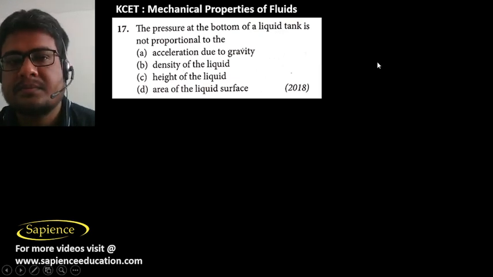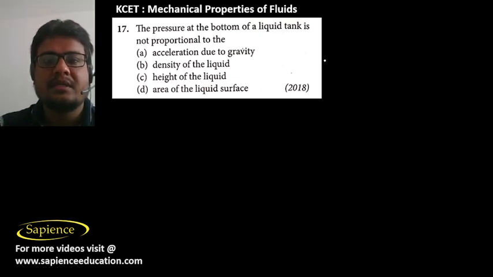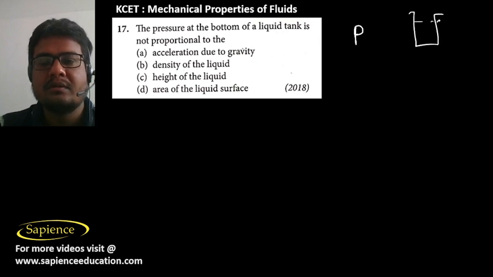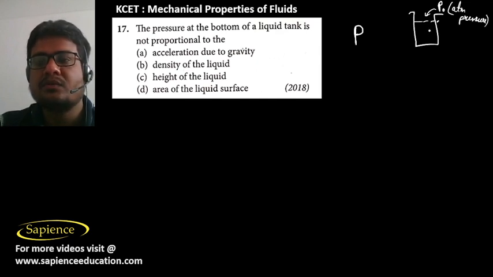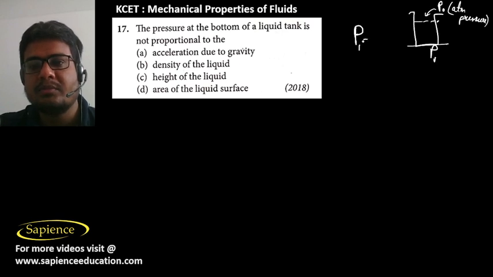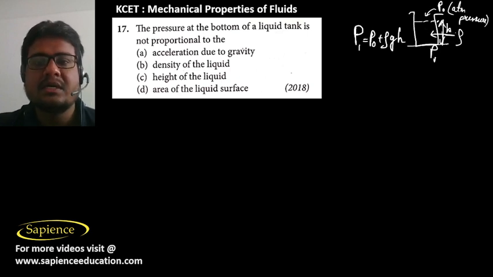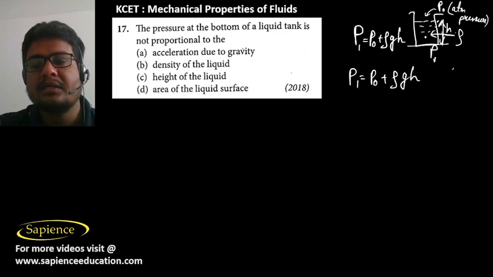Then it is told that the pressure at the bottom of a liquid tank is not proportional to... So the outside pressure is P0, which is the atmospheric pressure, plus the pressure at the bottom of the vessel. Let's say that is P1, so P1 will be equal to P0 plus rho gh, where rho is the density of the liquid, h is the height of the liquid in the tank, and g is the acceleration due to gravity.